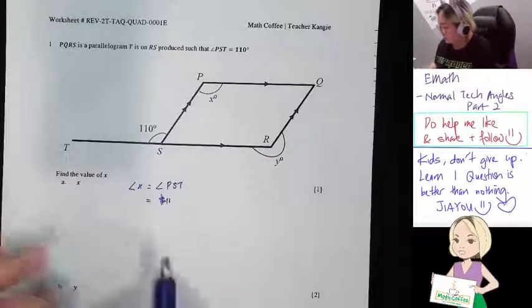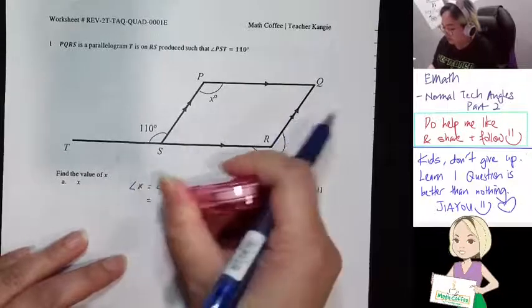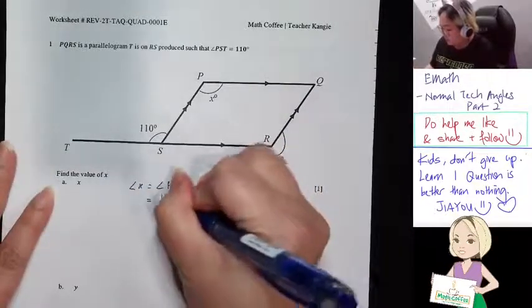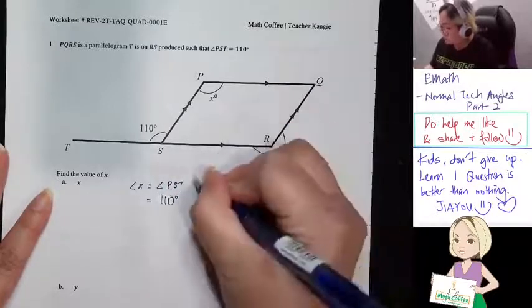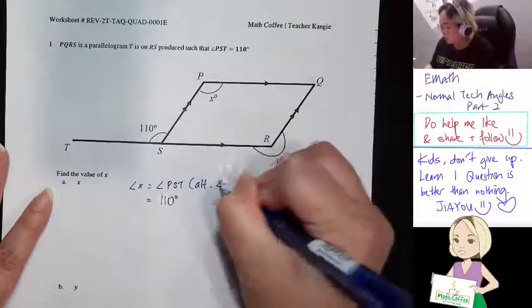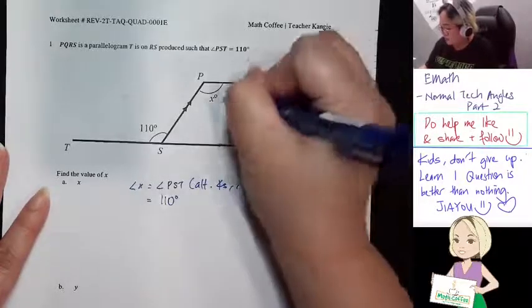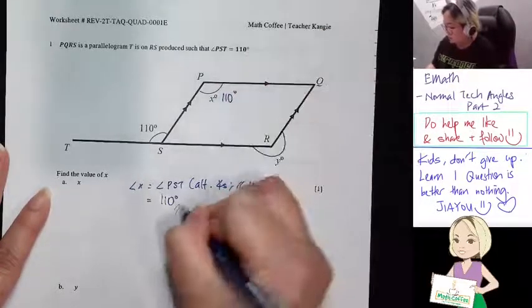110 degrees. So this is alternate angles. So we can write this is parallel lines. So update, this is 110 degrees.